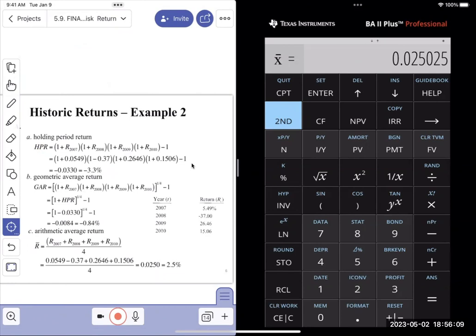And on average, that's 0.84 cents a year. But the arithmetic average is 2.5. How do I reconcile that the arithmetic average is 2.5 and the GAR is 0.84? How do I reconcile it, and which one should I use?